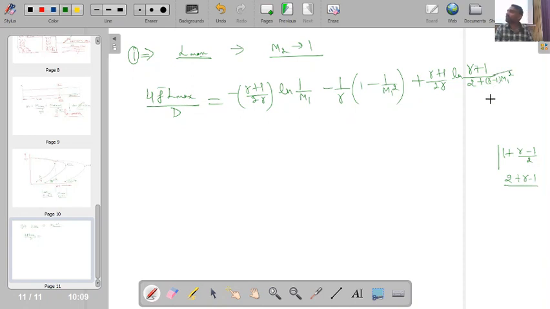Okay, is this one clear? How has this come? Or is anyone having any doubt? Is this point clear? I have nothing but substituted over here M2 equal to 1. So this is my important equation. Now from this equation let's try to make the inferences. If I consider the case of M1 equal to 1, what am I getting?